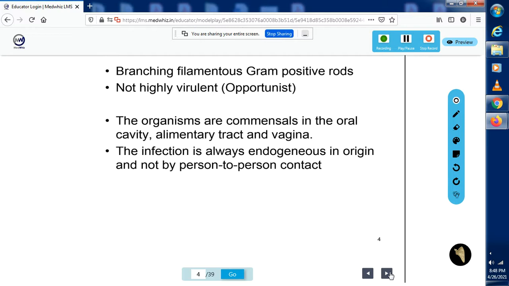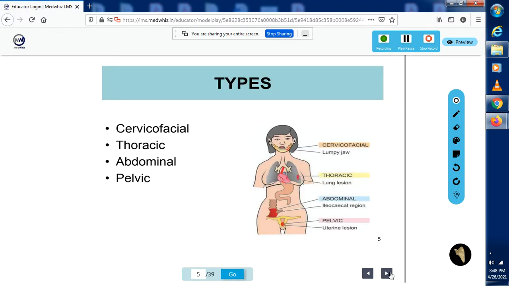It's a branching filamentous gram-positive rod. The organisms are usually commensals in the oral cavity, alimentary tract and vagina. The infection is always endogenous in origin and it is never through person to person contact. There are four types of actinomycosis, that is cervicofacial, thoracic, abdominal and pelvic. The cervicofacial is most common and it's called lumpy jaw.